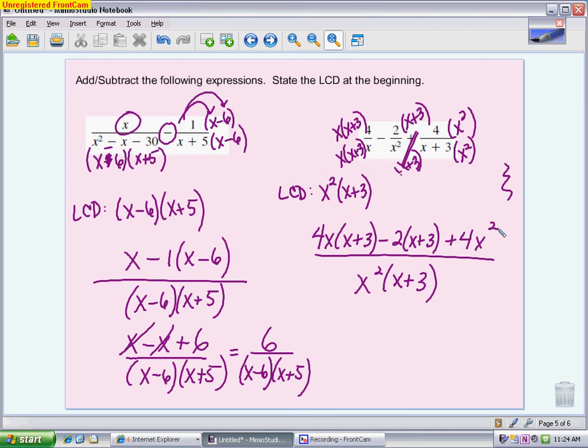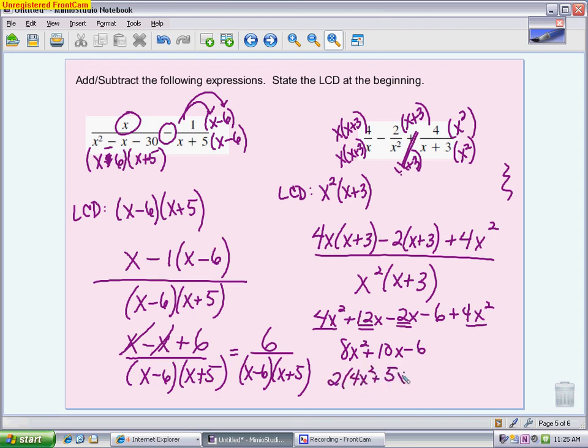Now it comes into a lot of distributing, combining like terms. Basically from here on out, it's doing a lot of multiplying out. So when I multiply it out, I get 4x squared plus 12x minus 2x minus 6 plus 4x squared. I'm not going to write the denominator down yet because I kind of want to clean up the numerator a little bit. So I have 4x squared and 4x squared is 8x squared. I have 12x minus 2x is 10x minus 6. I can take a 2 out of that: 2 times 4x squared plus 5x minus 3.